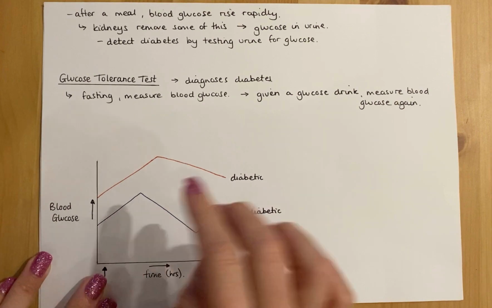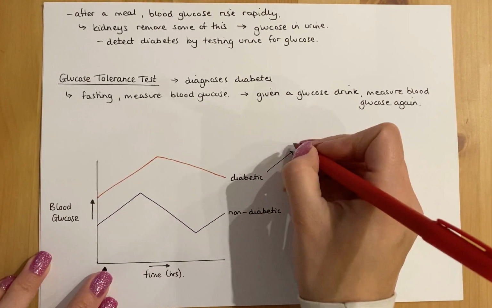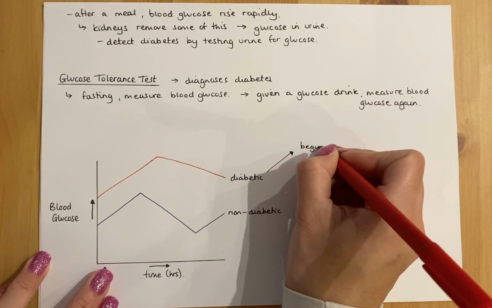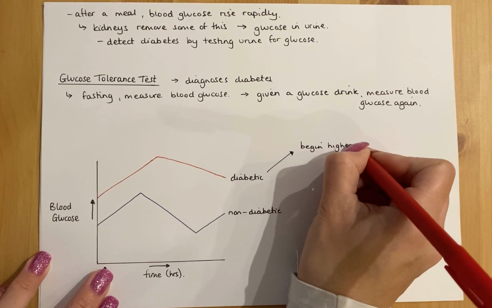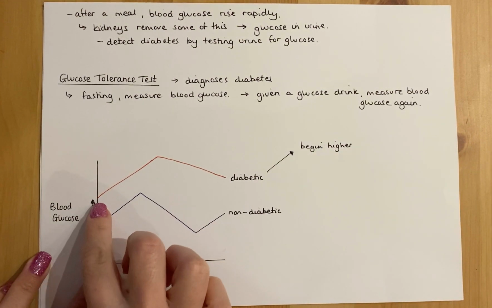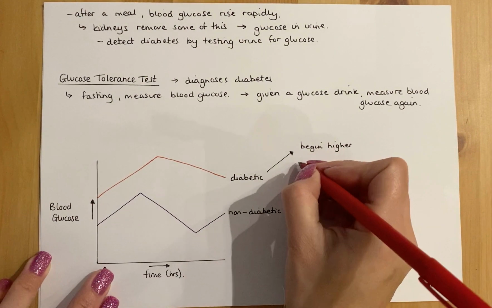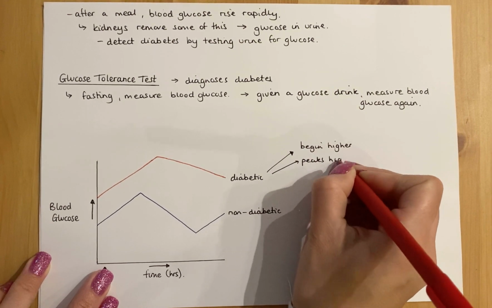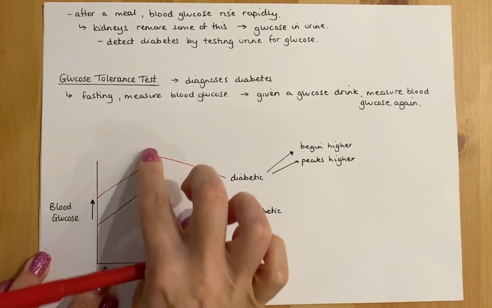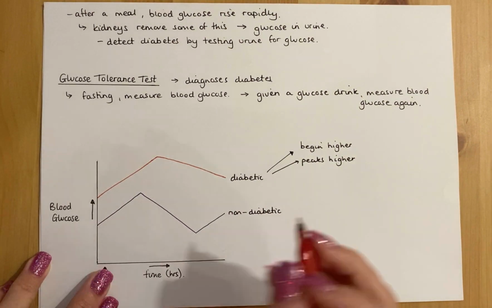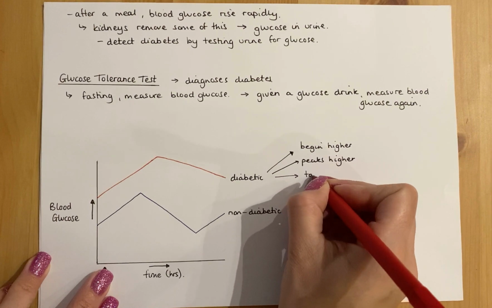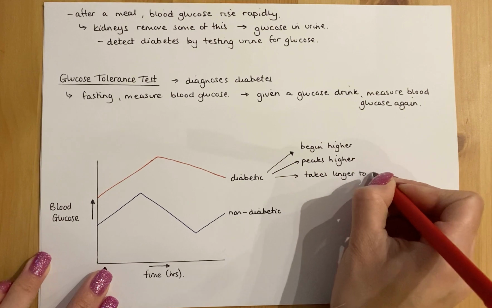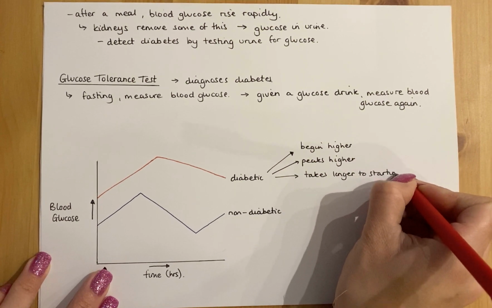So to be able to tell the difference between these two, a person with diabetes on a glucose tolerance test would begin higher. Their blood glucose would begin at a higher concentration. You see here, their resting blood glucose is much higher than a normal person. It peaks higher as well. So when you get that peak of blood glucose, it is higher, and it takes longer to return to their starting concentration, their resting blood glucose concentration.